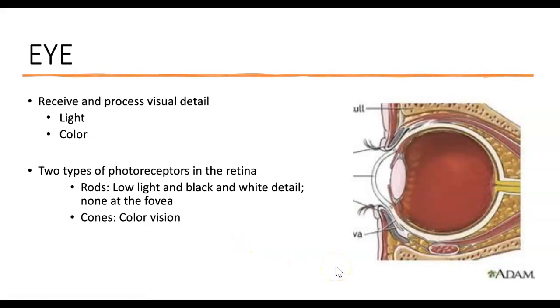Right, so this lecture video is going to go over the anatomy of the eye and the ear. The eye is responsible for receiving and processing visual detail. It allows us to see light and color through specialized cells called rods and cones. Rods allow us to see low light and black and white detail, and cones allow us to see color, and both of these types of cells, or photoreceptors, are going to be found along the retina.